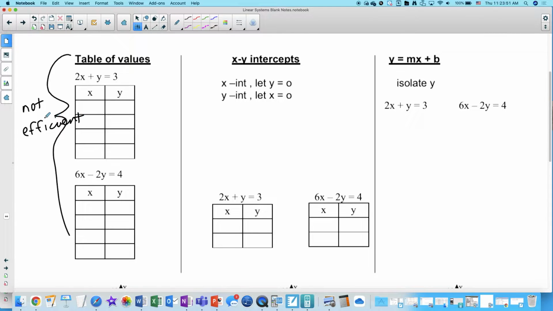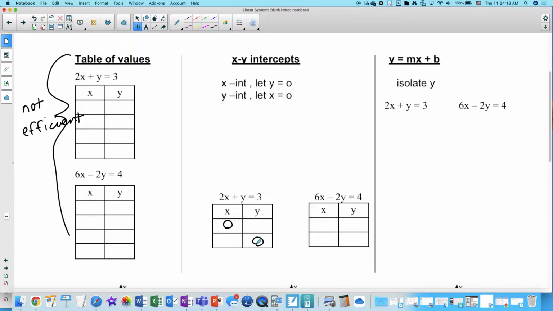Although you could do it. Okay, there's nothing wrong with it. It just takes a really long time. And we're going to look at this one instead. Okay? So if we're looking at graphing the intercepts, then we need to remember that at each intercept, one of the coordinates is 0. So if I'm looking at this equation, 2x plus y equals 3, I can just put a 0 in for each variable and then try and solve.